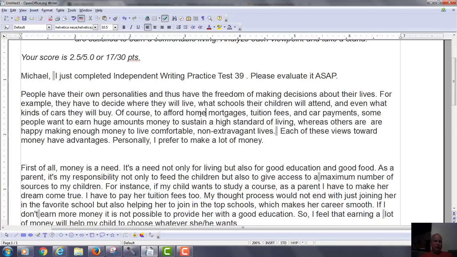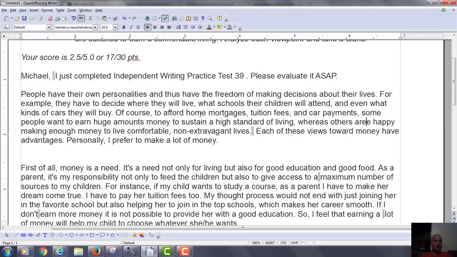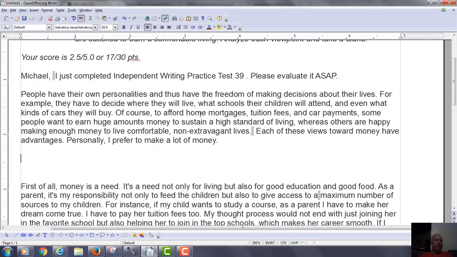To afford home mortgages, tuition fees, and car payments, some people want huge amounts of money to sustain a high standard of living, whereas others are happy making enough money to live comfortable, non-extravagant lives. Each of these viewpoints toward money have advantages. Personally, I prefer to make a lot of money. So now what we need to do is in the next paragraph, here's how we have to frame this. I'm going to show you what you have to do.